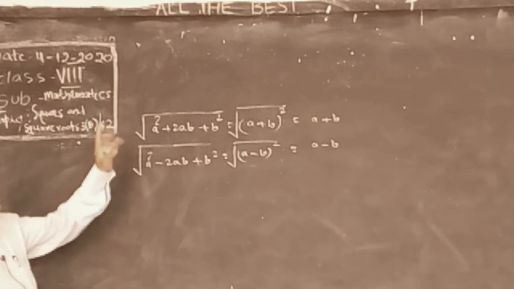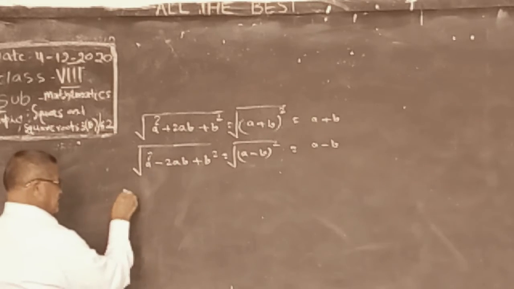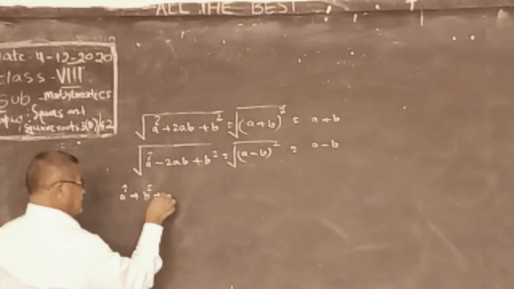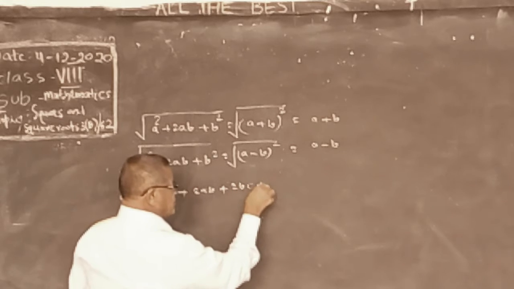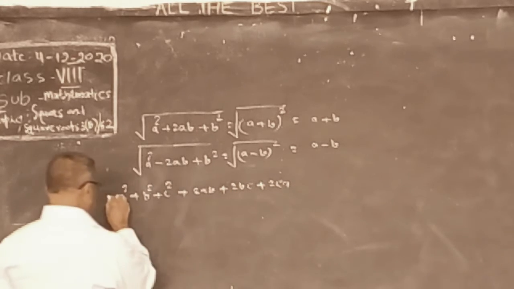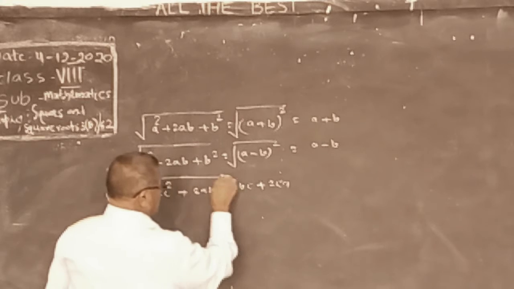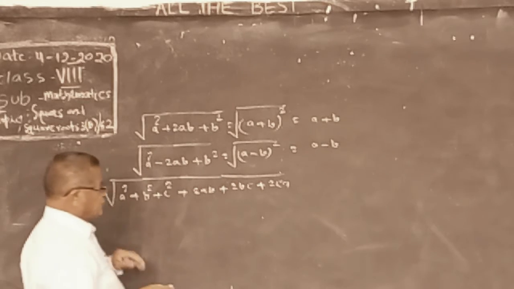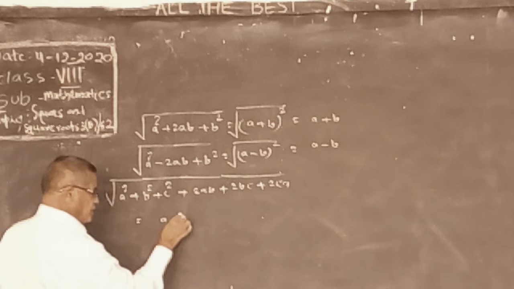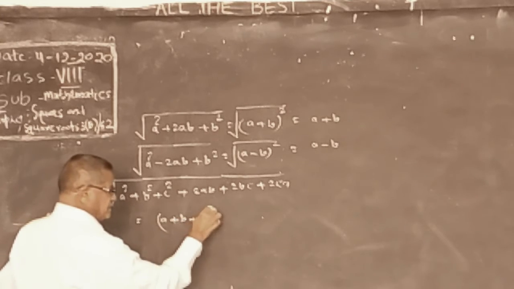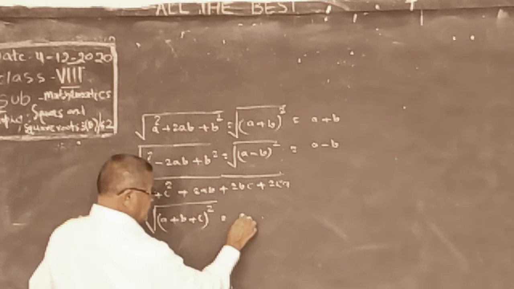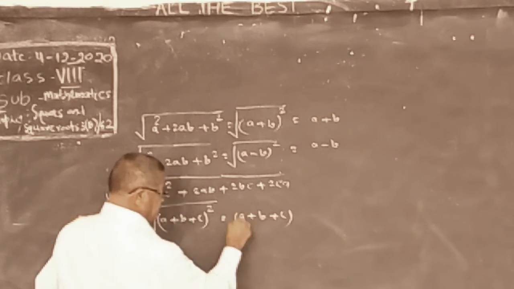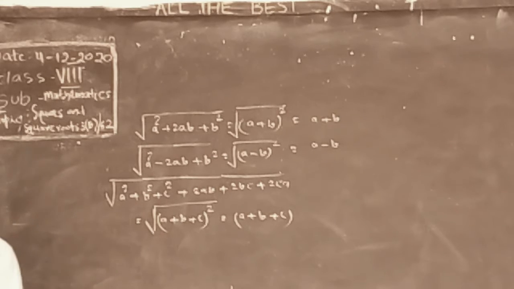Since it is a perfect square, suppose a square plus b square plus c square plus 2ab plus 2bc plus 2ca, the square root of this is nothing but, we know this is the square of a plus b plus c. The square root we simply write as a plus b plus c. Like this.